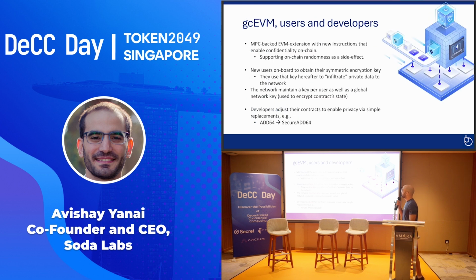So GC EVM, GC is for Garbled Circuits. EVM is because it's an extension for EVM. It's a fork of Go Ethereum. It's an MPC-backed EVM extension that basically adds new instructions, or actually pre-compiled contracts, that whenever they are triggered, they trigger an MPC network to do some operations.